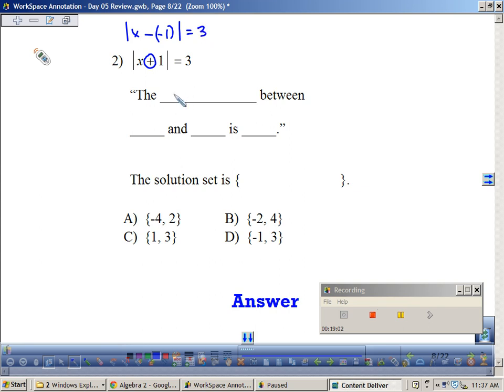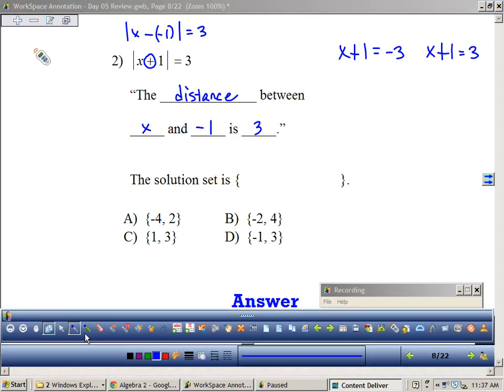Let's see. So right here in the blanks would be the distance between x and negative 1, right? The distance between x and negative 1 is what? 3. Okay, let's solve it. X plus 1 equals negative 3, and x plus 1 equals positive 3. Correct? Right, Frankie?